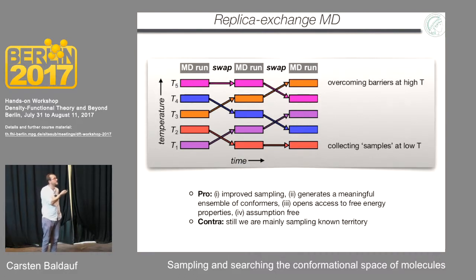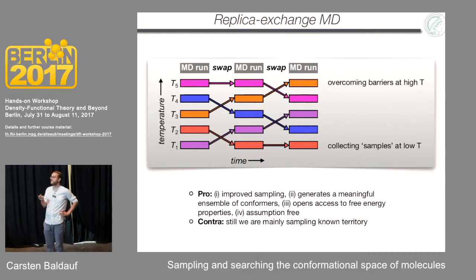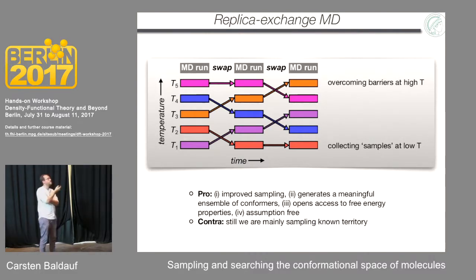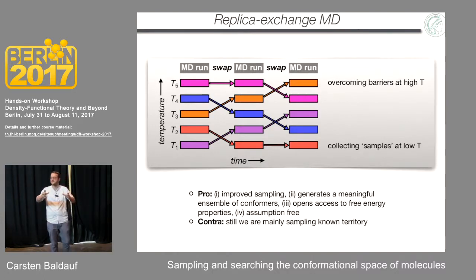We have a very much improved sampling compared to a normal molecular dynamics simulation. And what is also nice, we do not really have to put in any assumption about the important collective variables of the system. We just put the system in and let it evolve. We don't say this torsion angle is important, we just let it run on its own. The problem still is that many force evaluations are involved, which makes it expensive, and MD typically stays around where it is. It doesn't necessarily move over the conformational space. We are mainly sampling known territory.